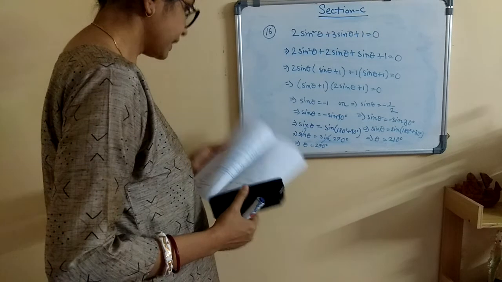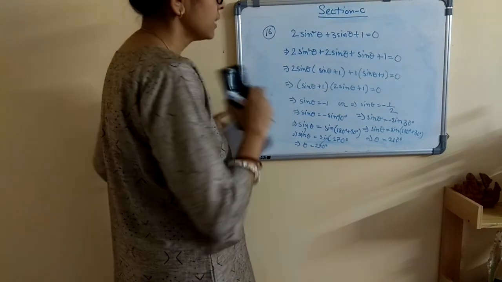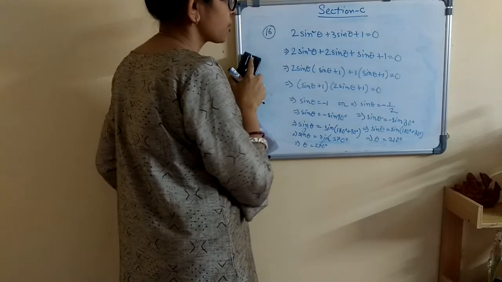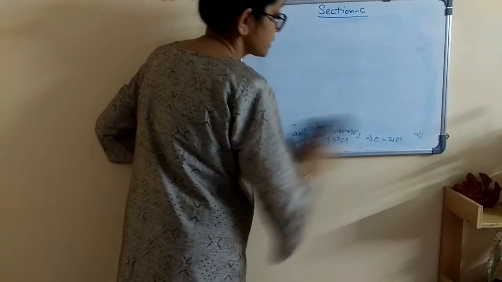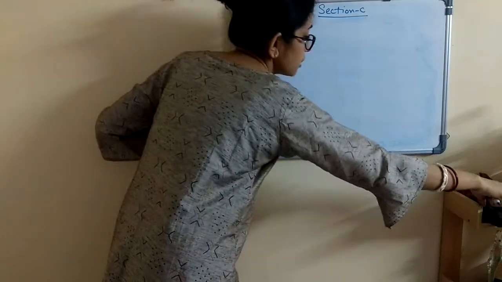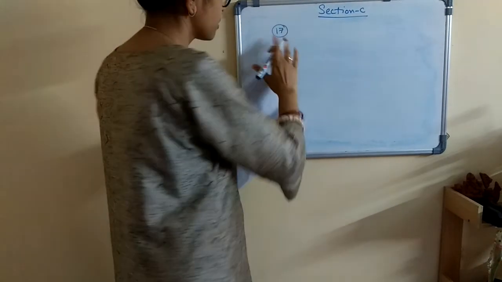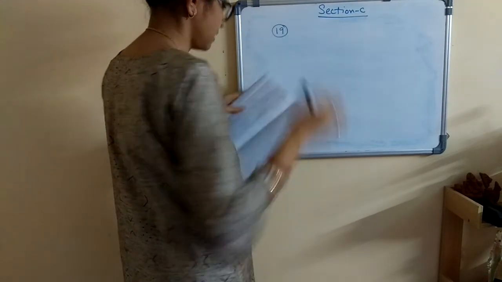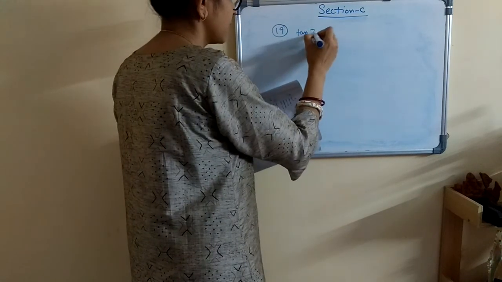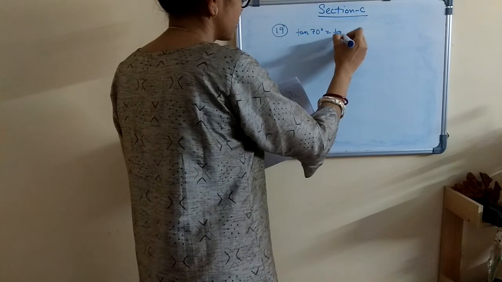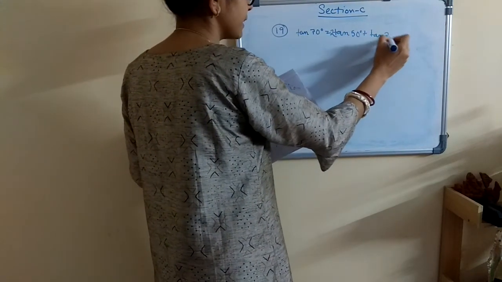So now the next question to be solved in this video is question number 17, because this is a question which is also from the chapter of trigonometry. So let's solve it first. Question number 17. Sorry, question number 19. So what is in question number 19? It is tan 70 degree is equal to 2 tan 50 degree plus tan 20 degree, isn't it?